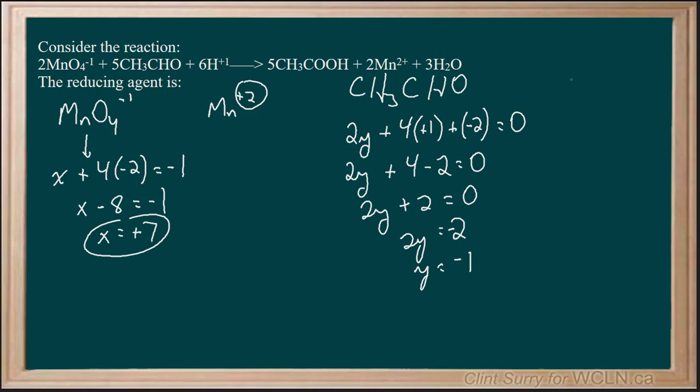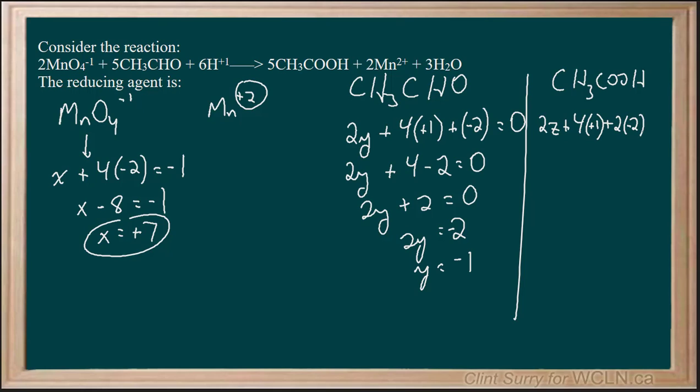Looking at the end of the problem, we've got CH3COOH. In this case, I've got 2 carbons, so I'm going to call that 2Z, plus there's 4 hydrogens, so 4 times plus 1, plus 2 times minus 2 for the oxygen, and overall that species has a charge of 0. So that's 2Z plus 4 minus 4 equals 0. Therefore, 2Z equals 0, so Z equals 0.